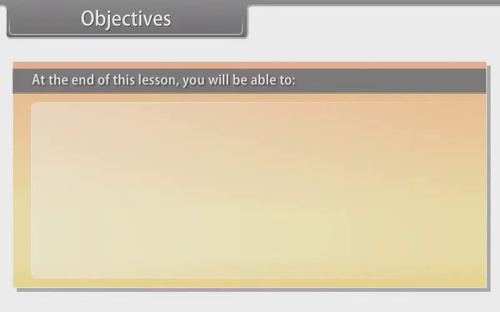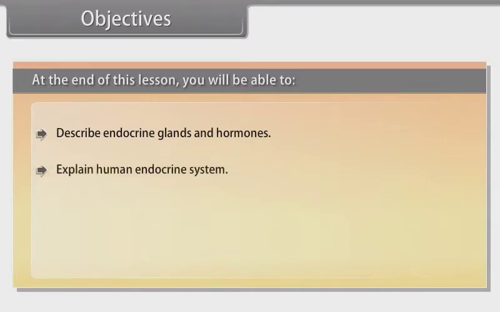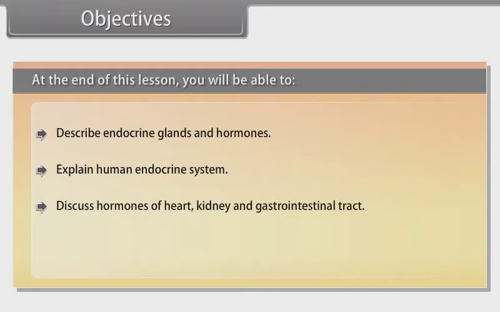At the end of this lesson, you will be able to describe endocrine glands and hormones, explain the human endocrine system, discuss hormones of the heart, kidney, and gastrointestinal tract, and describe the mechanism of hormone action.